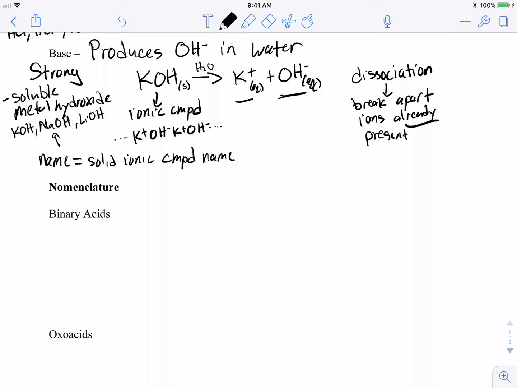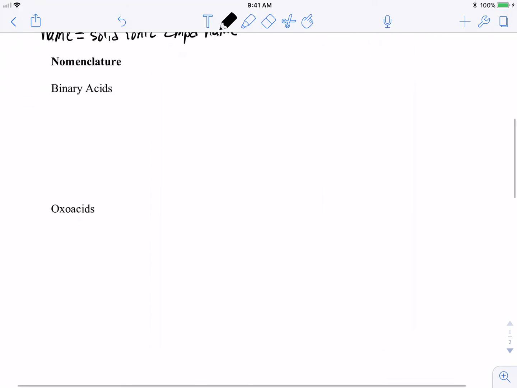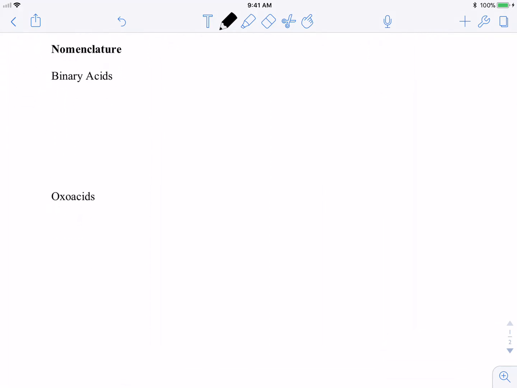Well, that would be sodium hydroxide, lithium hydroxide, potassium hydroxide. So it's just whatever the solid compound name is. That's how we would name it. Now, when we're dealing with acids, we're going to deal with two broad categories of acids, and we're going to name them not the same as what our molecular compounds would be.